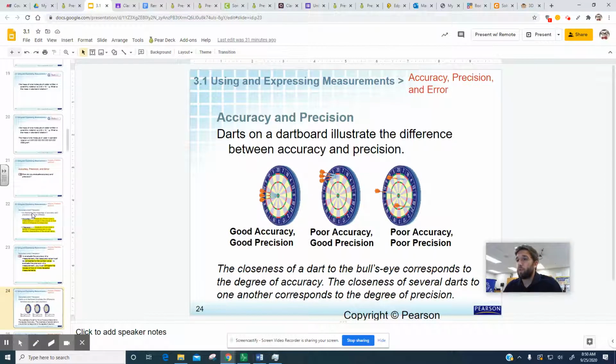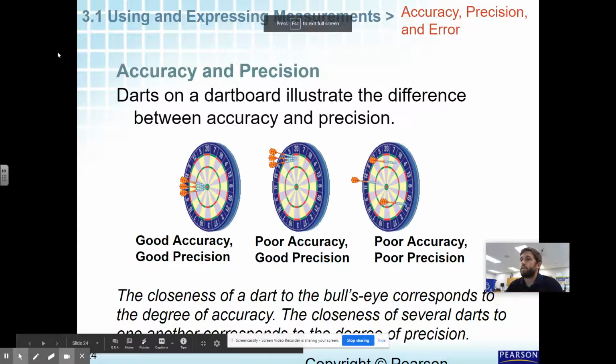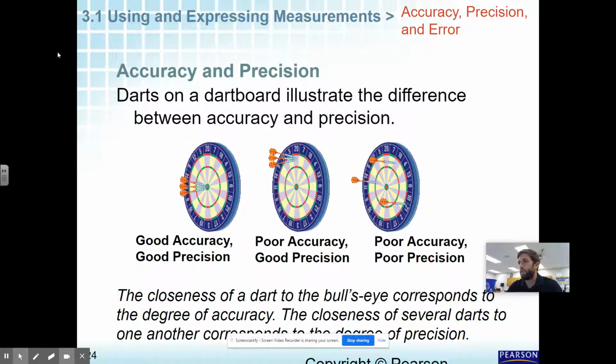So it does give an example of a dartboard right here. If I throw 3 darts, like I was trying to do a few minutes ago, and they all 3 hit the dartboard in the middle, I have good accuracy, because that's what you're supposed to do, and I have good precision, because they're all right next to each other. I can also have poor accuracy and good precision, which is the one in the middle right here, the 3 at the top, or I could have poor accuracy and poor precision, where they're just all over the board, not where they're supposed to be.